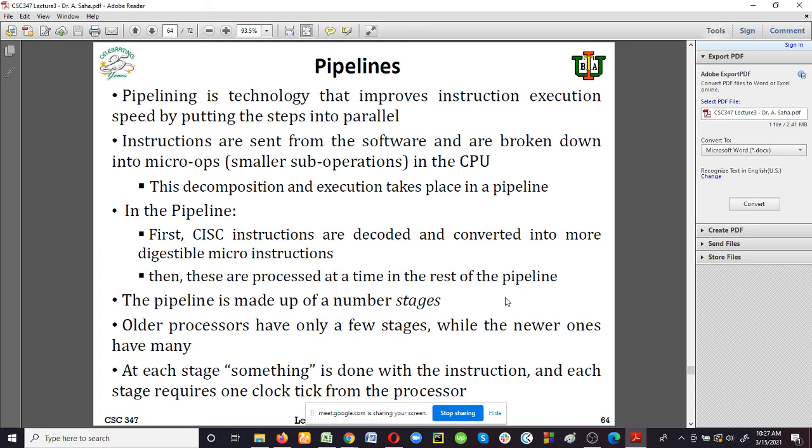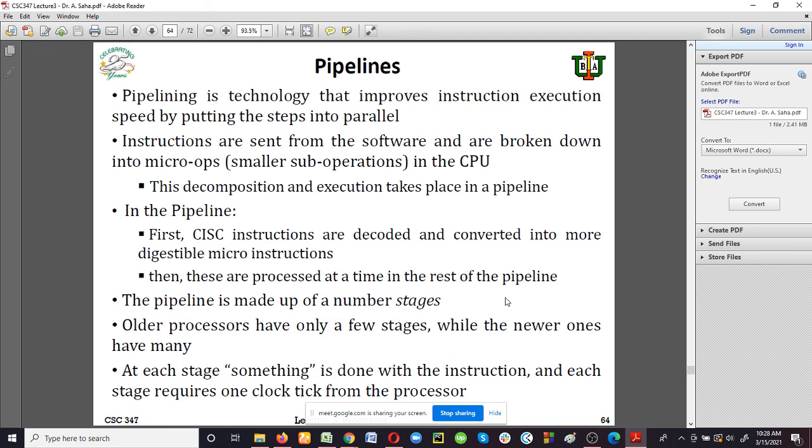At each stage, something is done with the instruction, and each stage requires one clock tick from the processor. If you need three stages, like the fetch, decode, execute we have seen, every stage should be followed at the same time, but with a technique so that there are no conflicts. If the first instruction's sub operation is doing the fetching, the second should not start fetching immediately. At the same time, the fetching stage cannot be used for the other subgroups. Otherwise, the CPU would be confused about how to execute things.